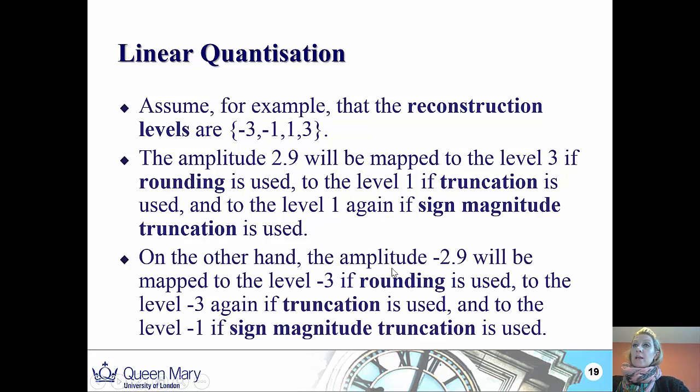By way of contrast, if we have an amplitude of -2.9 that we wish to represent using our reconstruction levels, the number will be mapped to -3 if we're using rounding, so it's mapped to the closest value to it. It will be mapped to the number -3 again in the case that truncation is used, the closest number which is smaller than it. And it will be mapped to the level -1 in the case that sign magnitude truncation is used, so the closest level whose value is smaller than its absolute value.